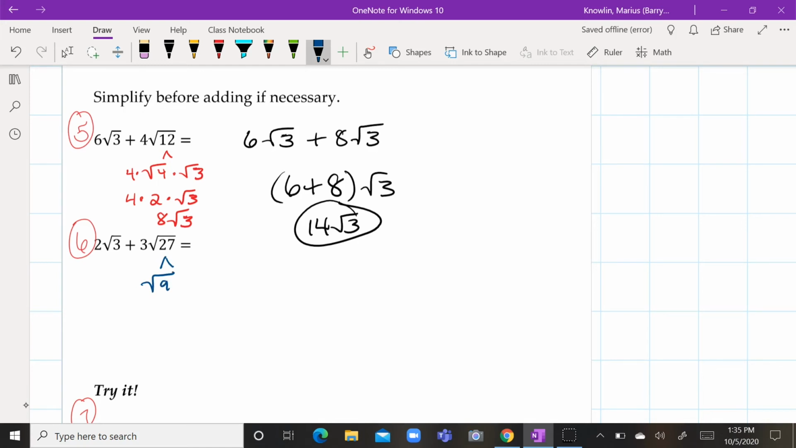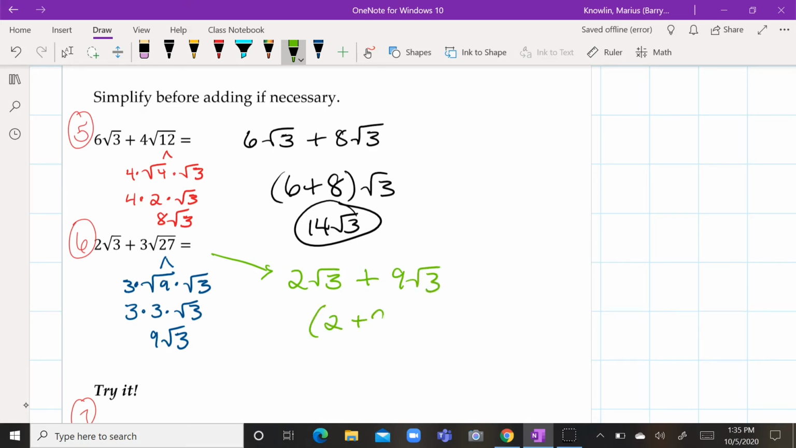For the next one, number 6, the 3 we can't simplify anymore, but the square root of 27 we can write as the square root of 9 times the square root of 3, and we've got to keep the 3 on the outside out here. We know we can take the square root of 9, which is 3, so that's going to be 3 times 3 times the square root of 3, which is just 9 square root 3. So now when we come back over here to rewrite it, this is going to be 2 square root 3 plus 9 square root 3, and then we just have to add the 2 plus the 9 and the square root of 3, which makes the final answer 11 square root 3.